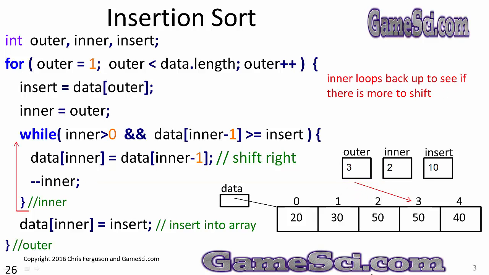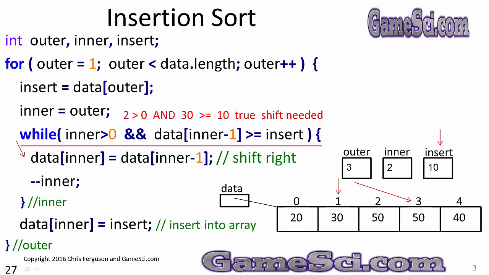Hit the end of the while loop. Inner loops back up to see if there is more to shift. Inner 2 is greater than 0. That's true. And the 30 at inner minus 1 is greater than or equal to 10. So both sides are true. We need to shift. That 30 is bigger than the insert value.